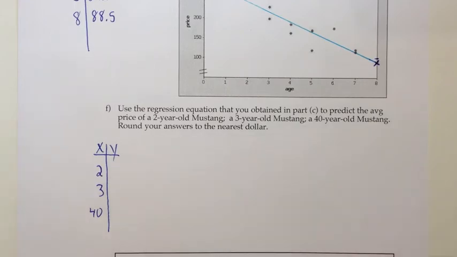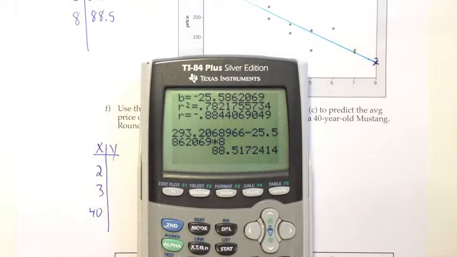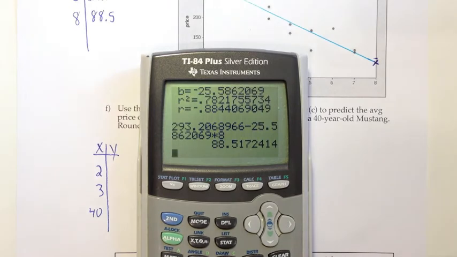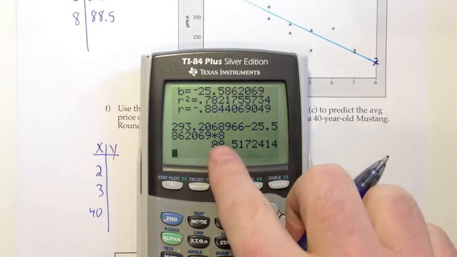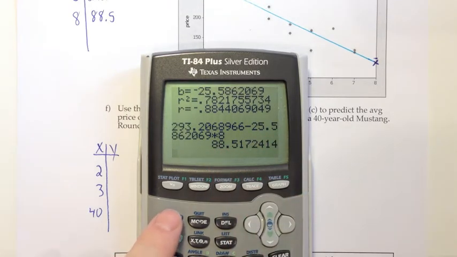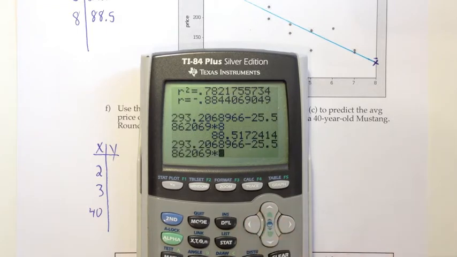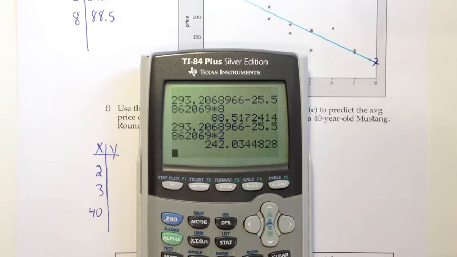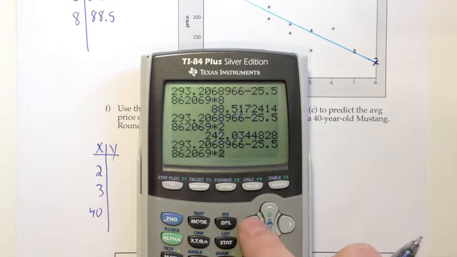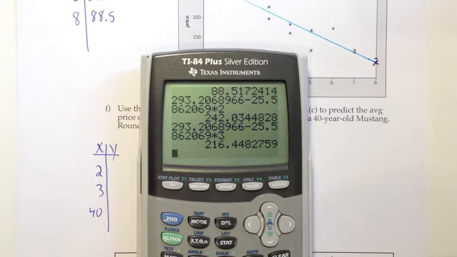And then to get my outputs, I'm just going to go to the calculator and I'm going to just make changes from what I did a minute ago when I put the 8 in there. So I'll hit second and enter to get that last one back and change the 8 to a 2. And I'll do that one more time and change it to a 3. That'll be those first two predictions, and I'll come back and do the 40 in a minute. But first I want to go ahead and write those down.